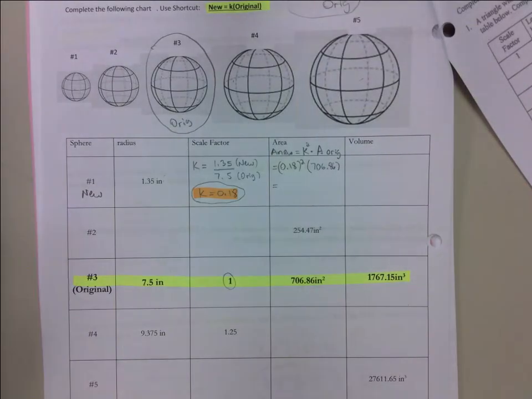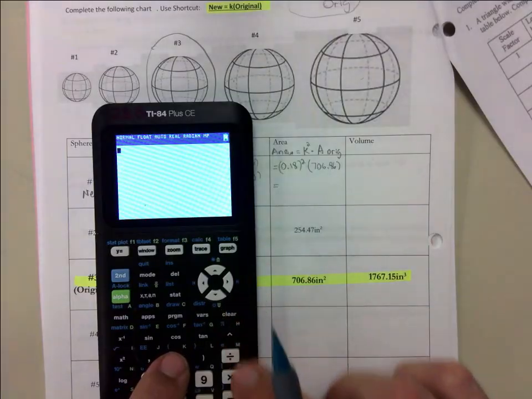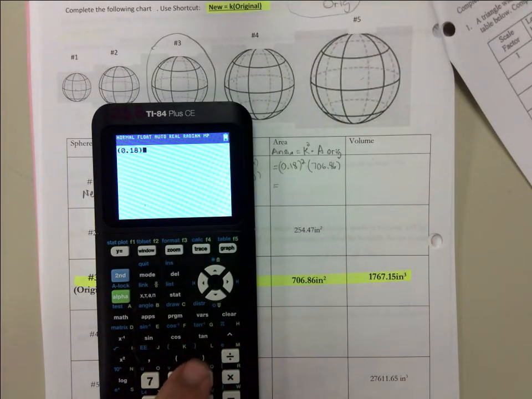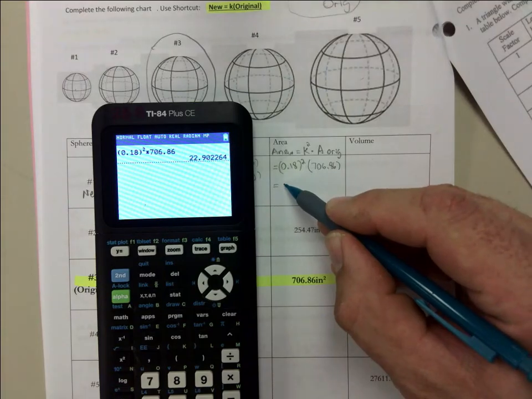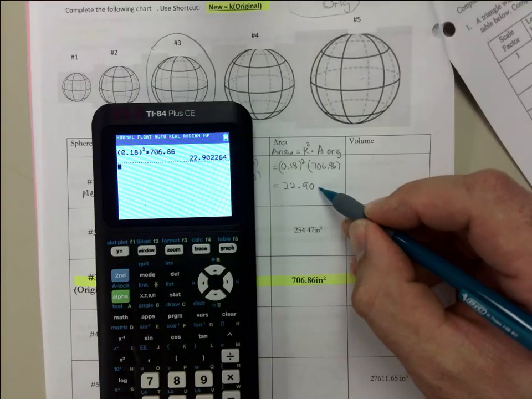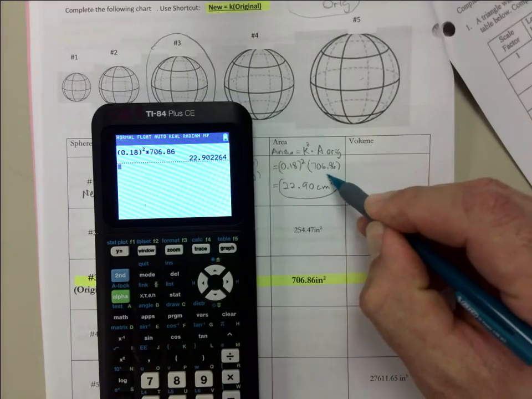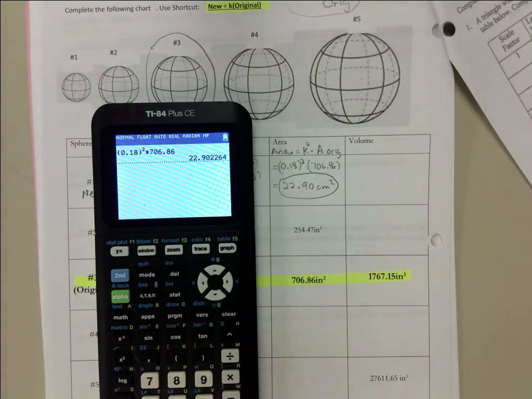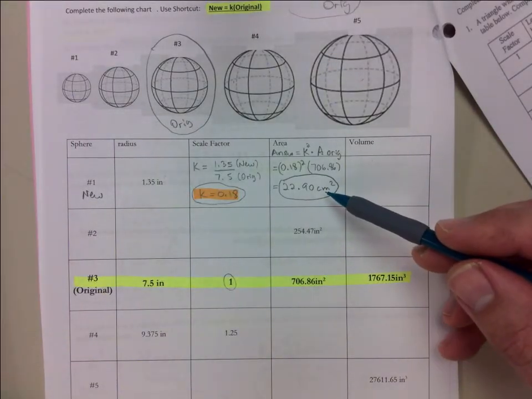And you grab your calculator. Okay, use brackets maybe. 0.18 to the power of 2 times 706.86. So it is 22.90, and I'm in centimeters squared here. That is the surface area of that small sphere, which makes sense. It should be less, right? And so there we go.